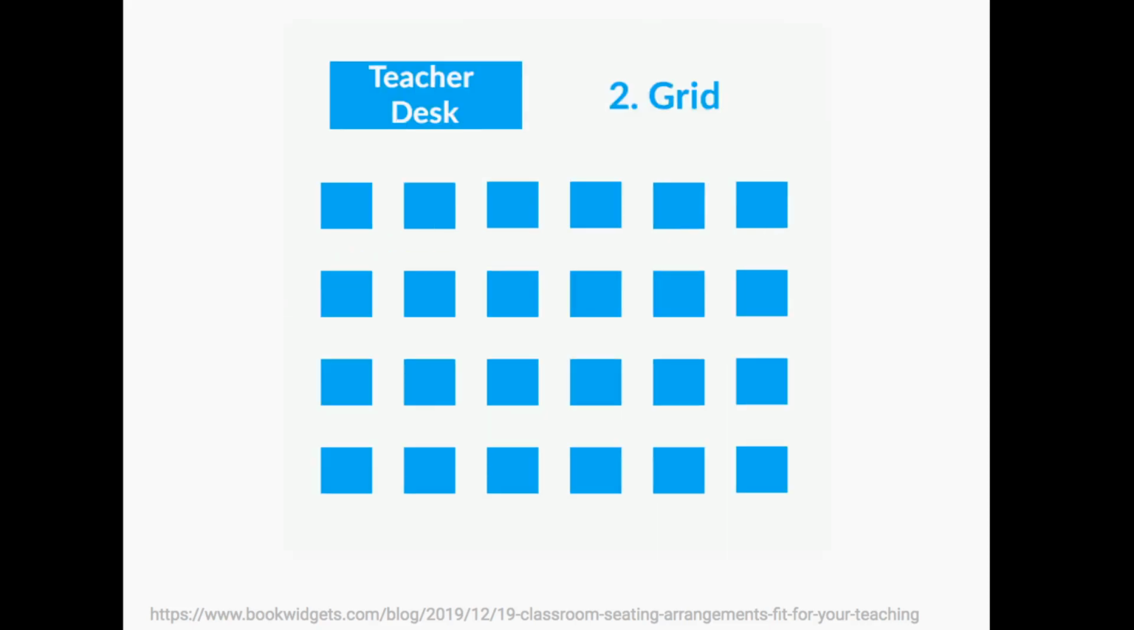Well, firstly, let's look at the grid. The teacher's desk is at the front, so we can imagine that the board is also at the front as well. What it's showing is that in this culture, there is not much interaction between the students. The teacher is at the front of the class and all eyes are on the teacher.